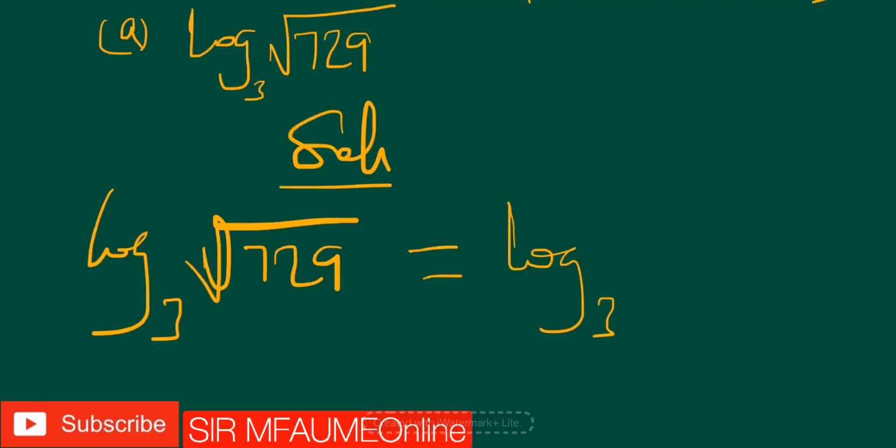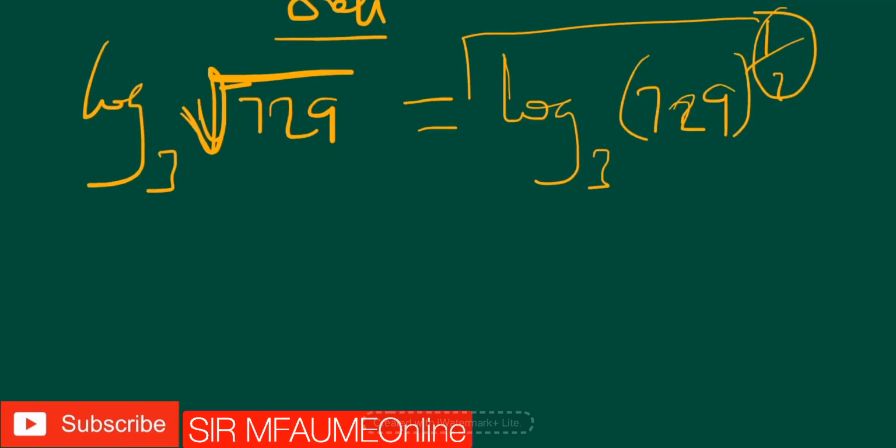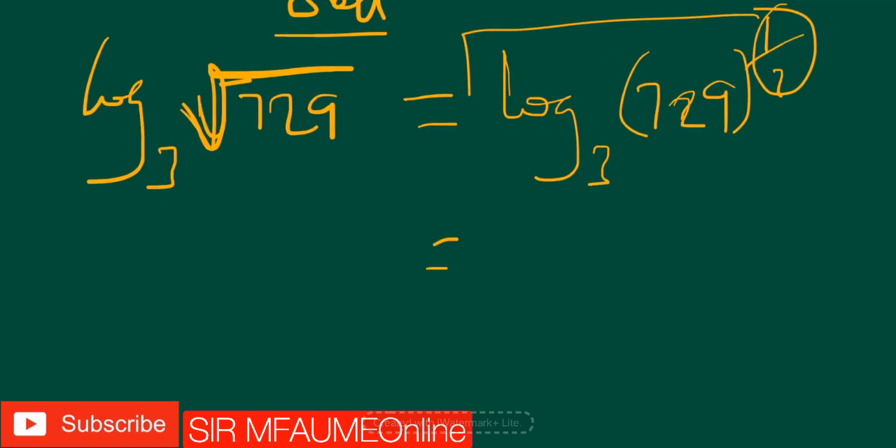This square root will be the same as the exponent a half. So it is the same as 729 exponent a half. So instead of writing the square root, you can put the exponent a half. But also this is an exponent, and according to the power rule of logarithm, it can be shifted to this side. So now it will be like this: equal to a half log 729 under base 3.